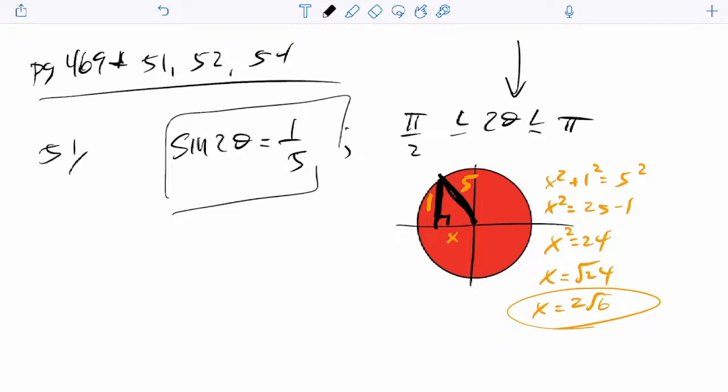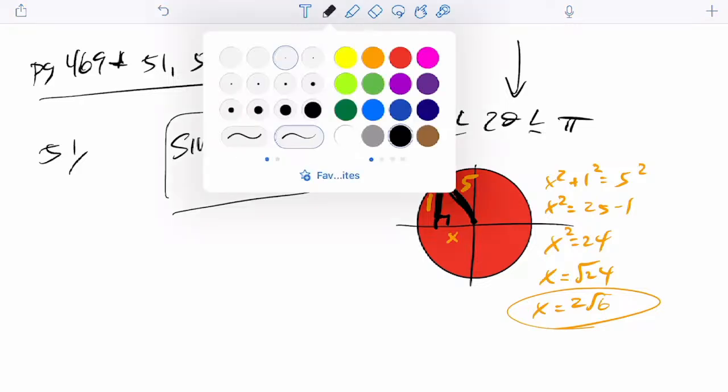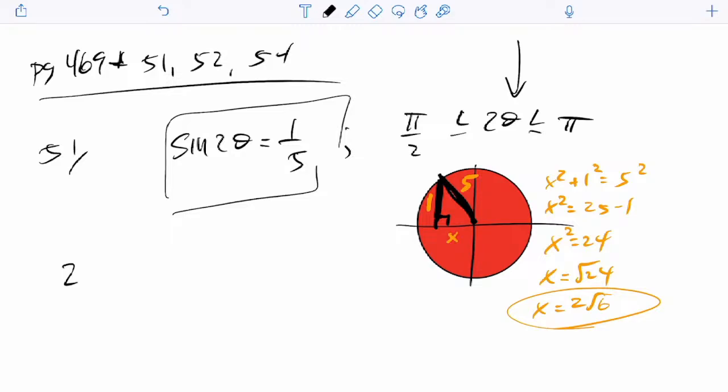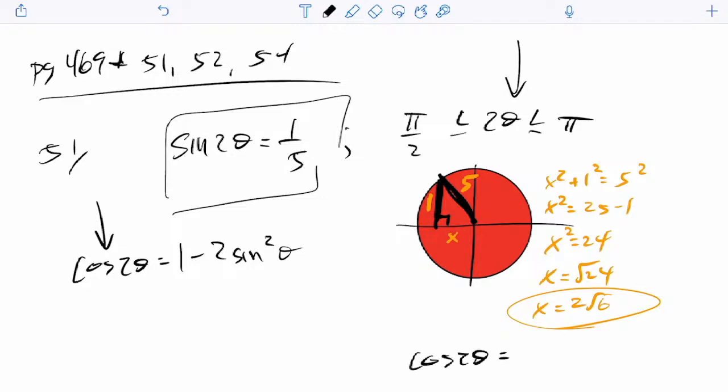Now that I've done that, if I want to find the cos of 2 theta, I can use this formula here. I know the cos of 2 theta is going to be my adjacent, which is 2 root 6, over my hypotenuse, which is 5. But in that quadrant, it's going to be negative, so I have to tack on a minus sign. In this quadrant, your cos of 2 theta is negative. So I did my adjacent over hypotenuse and put the negative sign on.